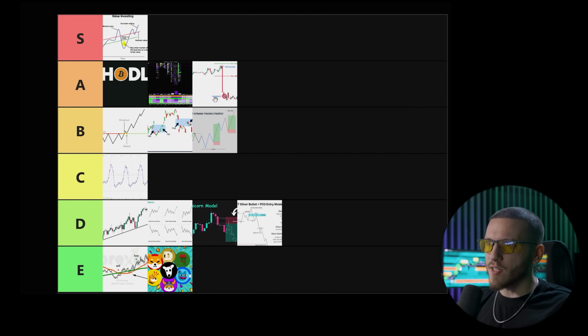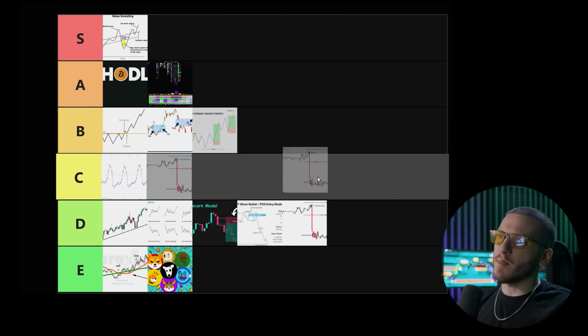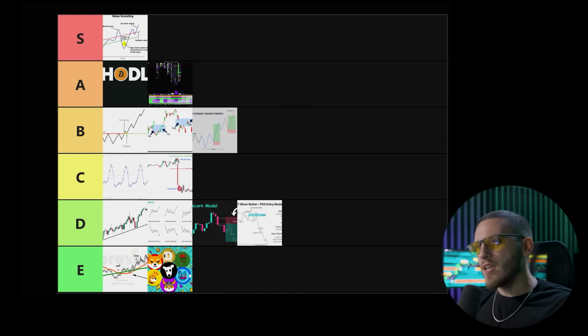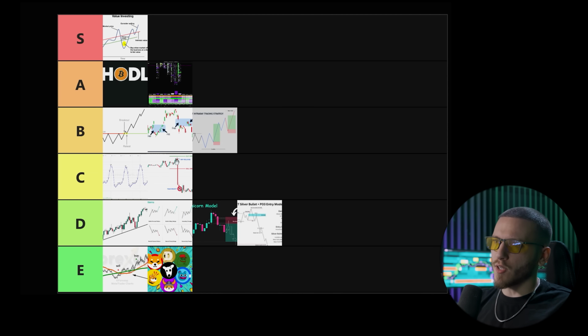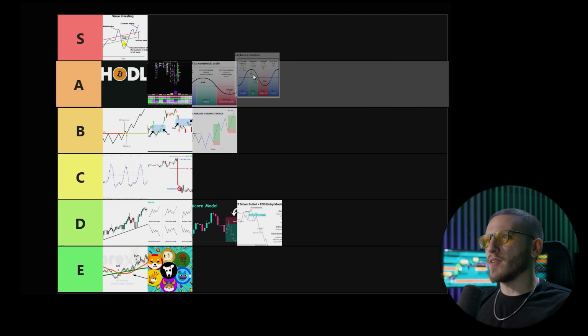Absolutely solid A tier. But a lot of people use them for gambling, so I would probably just keep them on C, also because they're not consistently reliable, just as much as commodity spread trading. They work for some period of time and then they stop working because it depends on the macro cycle. So C tier.